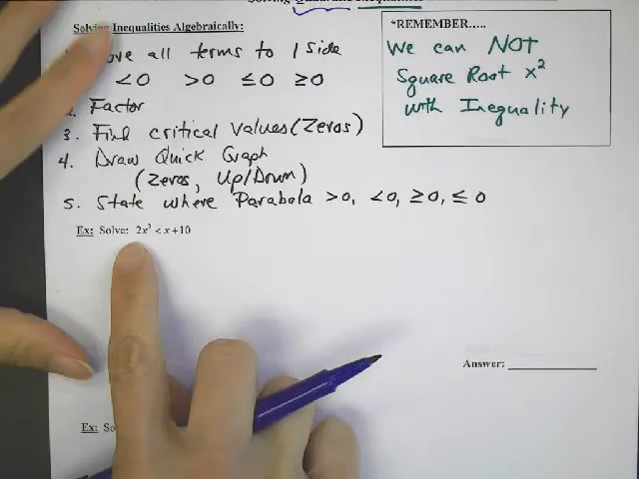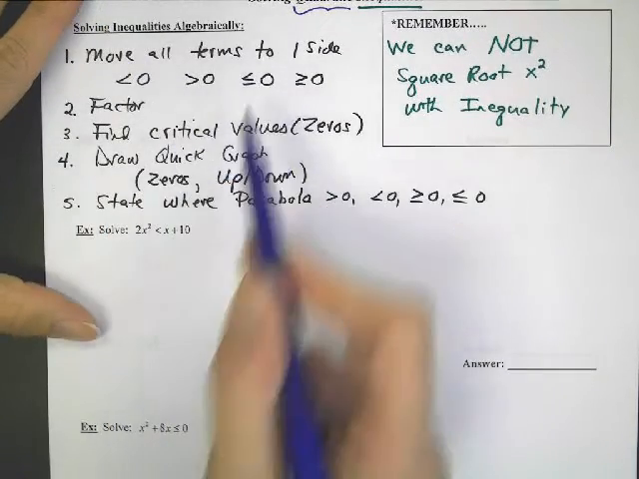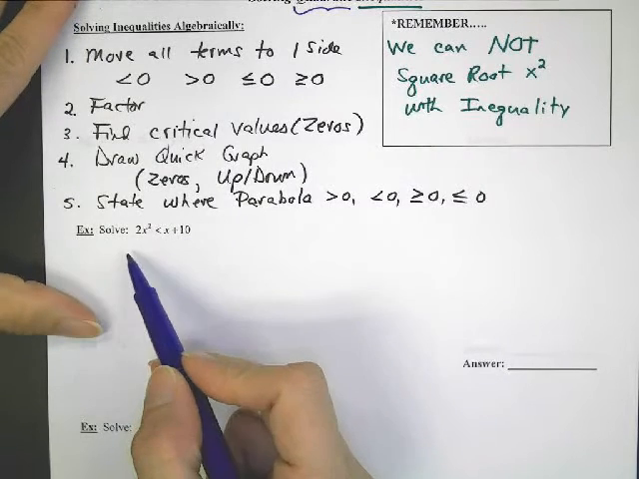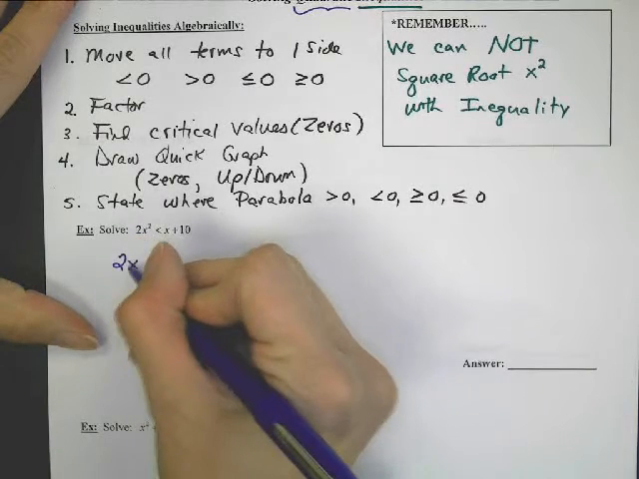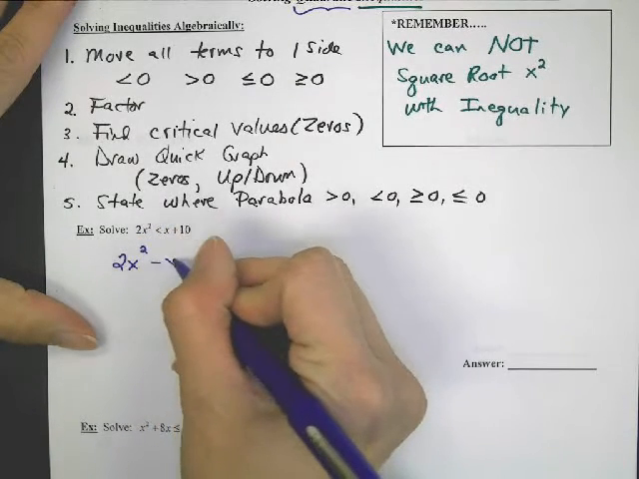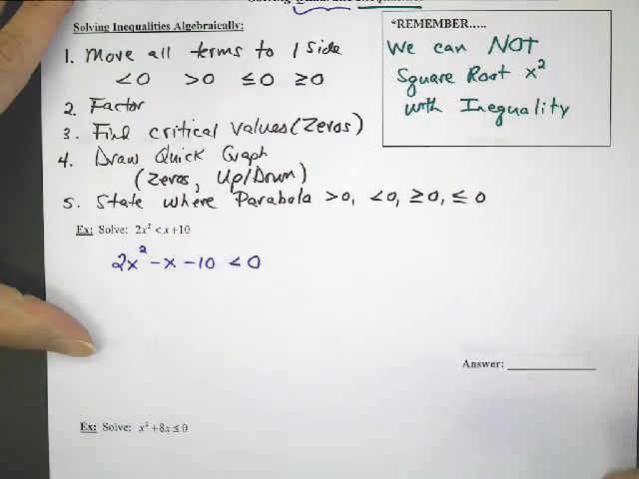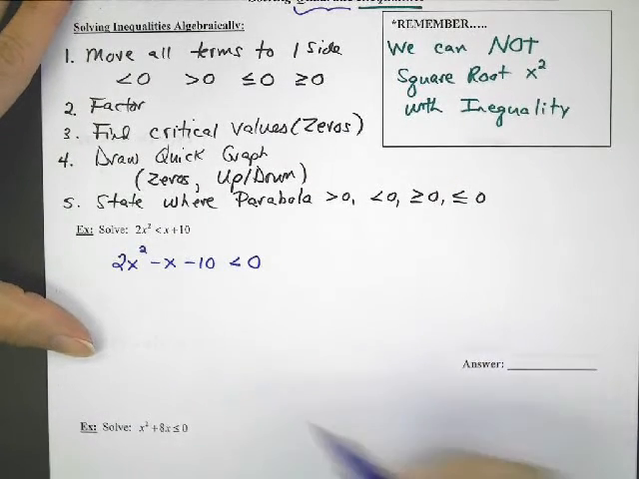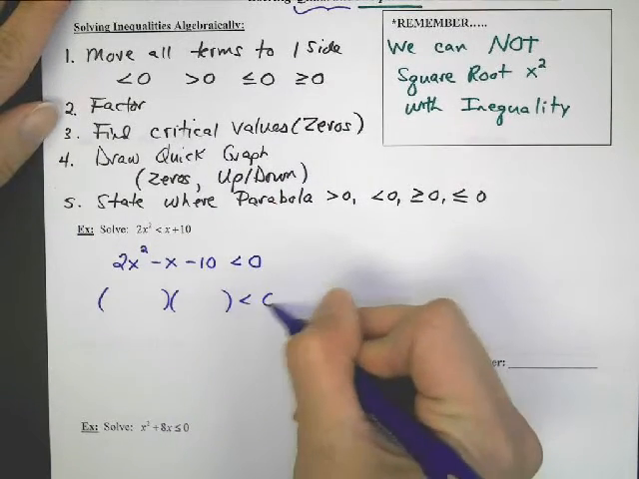Solve this quadratic inequality. Step 1, move all the terms. I'm going to move them to the left side, because factoring for me is a lot easier when it's like that. So 2x squared minus x minus 10 is less than 0. Okay, step 1 completed. Step 2, factor.